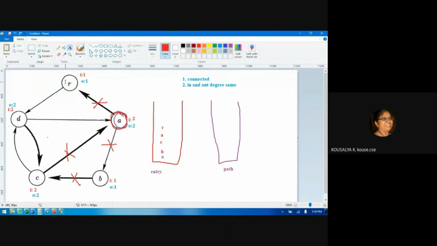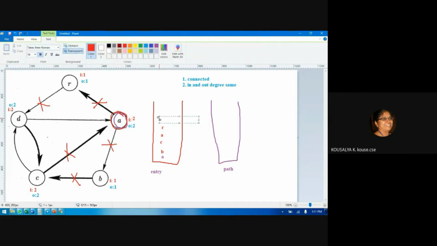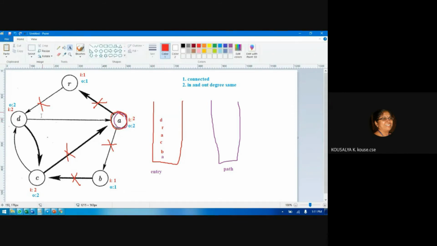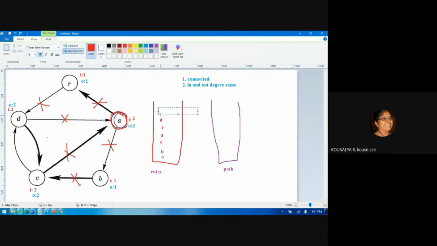After reaching R, R is the top of the stack. From R, I will check any outgoing edges. Here R to D is available, so I put D here. From D, any outgoing edges? From D, A and C both are available. For our purpose, I select A here and put A here.